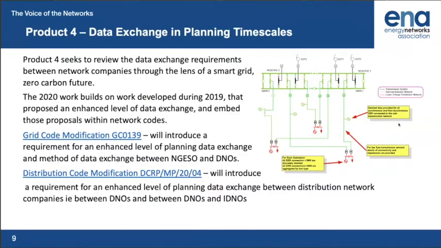Before we move on, John, there's a final question from Charlotte asking, is network capacity also to be broadly aligned for each scenario and specifically around the T and D interface? Do you want to pick that up?